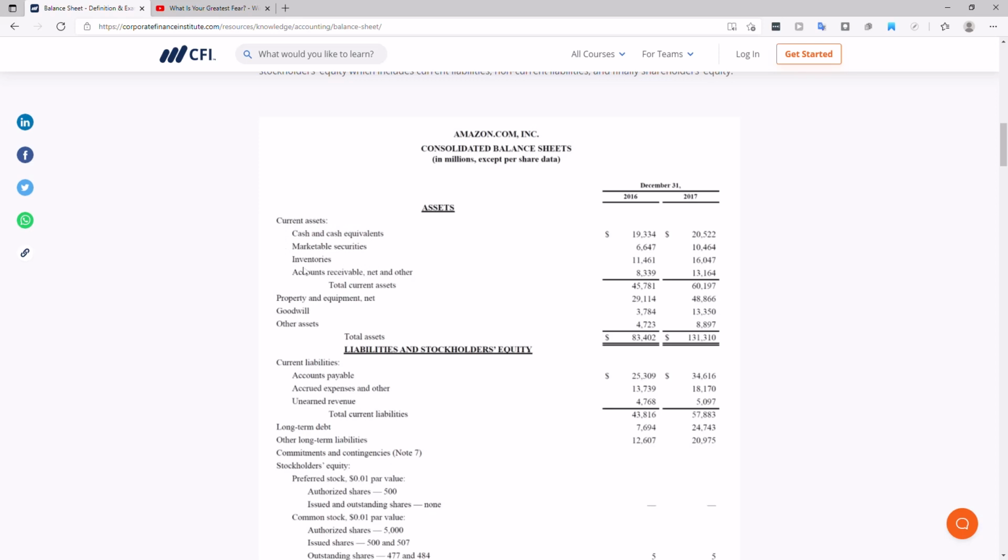Cash, marketable securities, and inventory are all listed, and then it gives you the total. And this is common across every single income statement and balance sheet. All financial statements are going to have something like this. It's the standard.